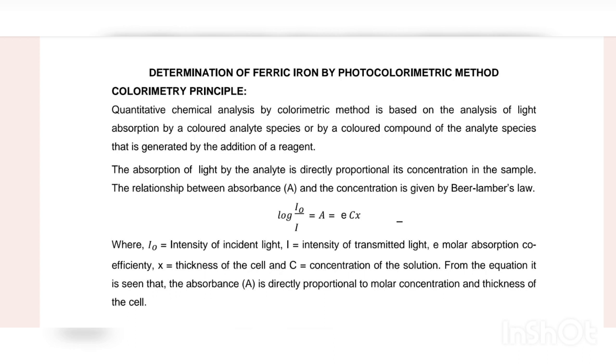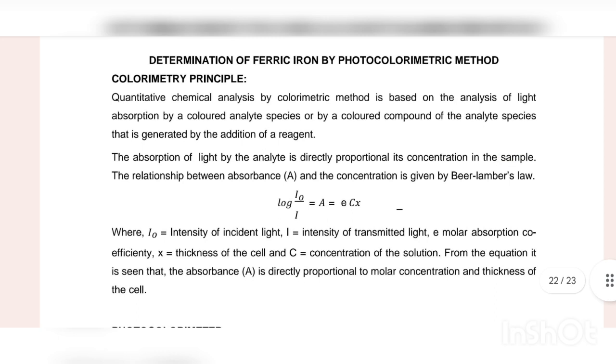So for example, one example of the colorimetric method, which is given in your syllabus, is the determination of ferric ion by the photocolorimetric method. And colorimetry is based on the analysis of light absorption by a colored analyte species or by a colored compound of the analyte species that is generated by the addition of a reagent. So it is nothing but the absorption of light by a colored solution.